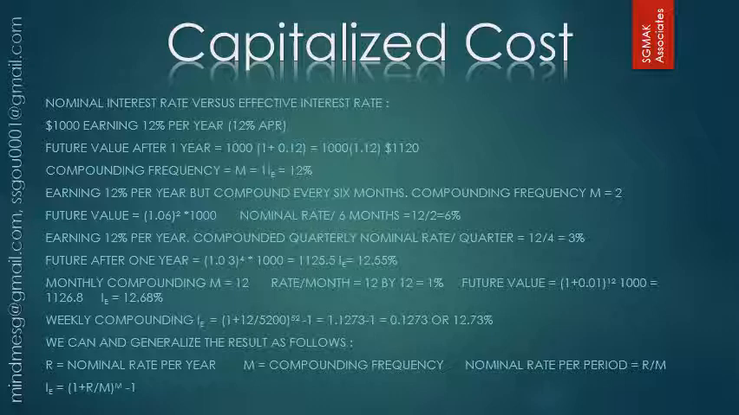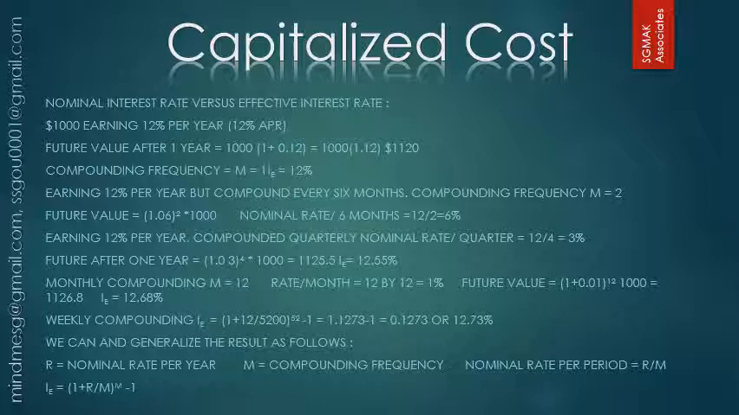You have invested $1,000, earning 12% per year. So future value after 1 year, you add 12% interest, that becomes $1,120. The compounding frequency, once a year, I'm representing it by M. M is 1, and I sub E, effective rate, is 12%. On $1,000, you got $1,120 after 1 year. Effective interest rate is 12%.